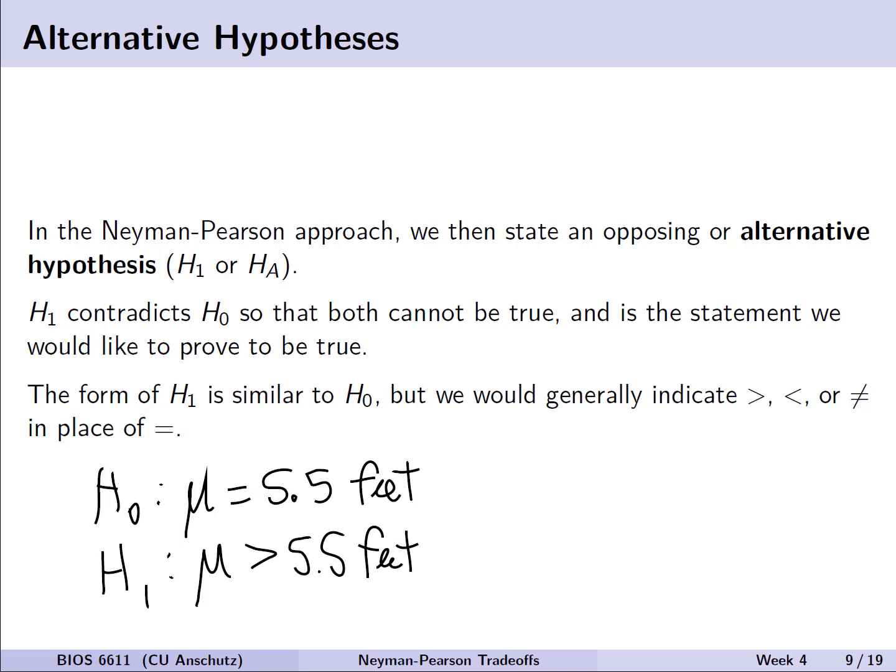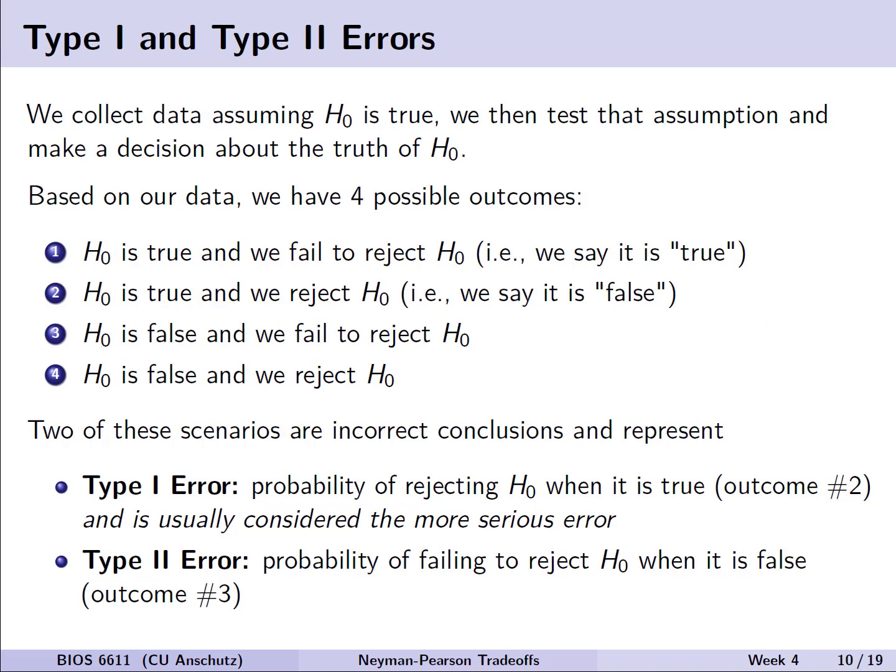Or perhaps we don't want to make a decision about the direction of it, and we might say something instead like mu is not equal to 5.5 feet. Here we can see, though, that either way we define that alternative hypothesis, it cannot both be true that mu is 5.5 feet and is either not equal to or greater than 5.5 feet.